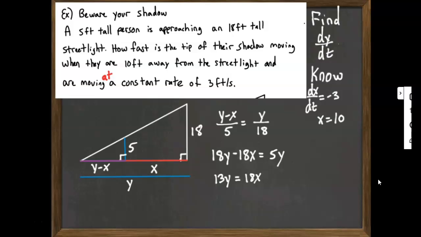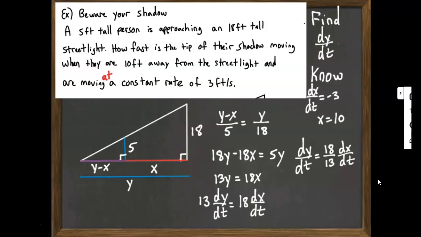Now this equation is in a really nice format, and it's really easy to do implicit differentiation now, because the derivative of 13y is just going to be 13 dy/dt. Derivative of 18x is just going to be 18 dx/dt. And so that dy/dt can be written as 18/13 dx/dt. So notice here an important idea that is different than some of our previous examples, and that is that 10 feet that we're away from the street light doesn't matter. dy/dt is always going to be 18/13 of dx/dt.